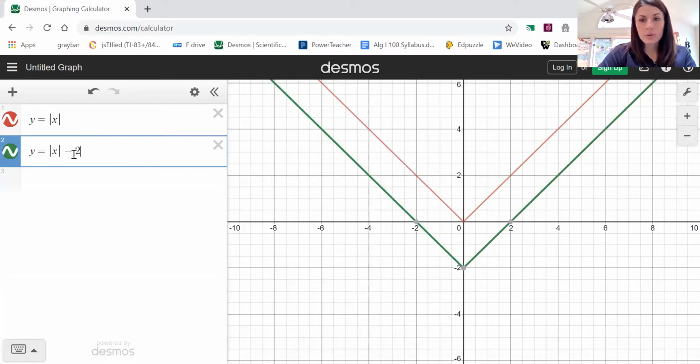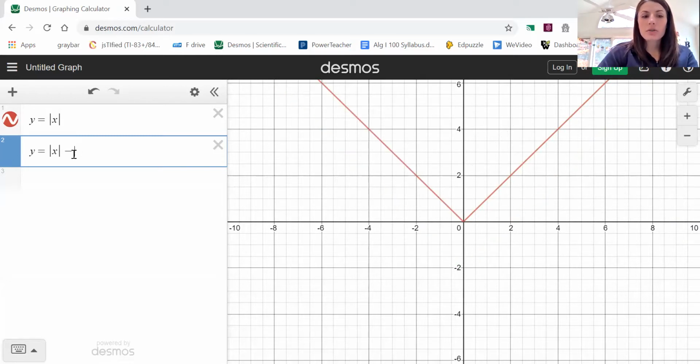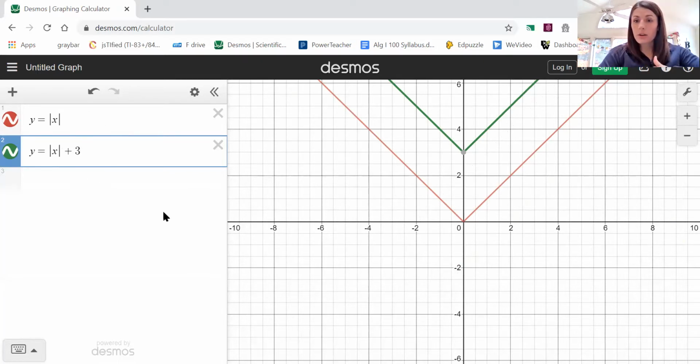there goes my graph down 2 units. If I subtract 5, down 5 units. If I add 3, it shifts it up 3 units. So what we've just observed is that adding or subtracting outside of that absolute value moves my graph up or down. It's a vertical shift.